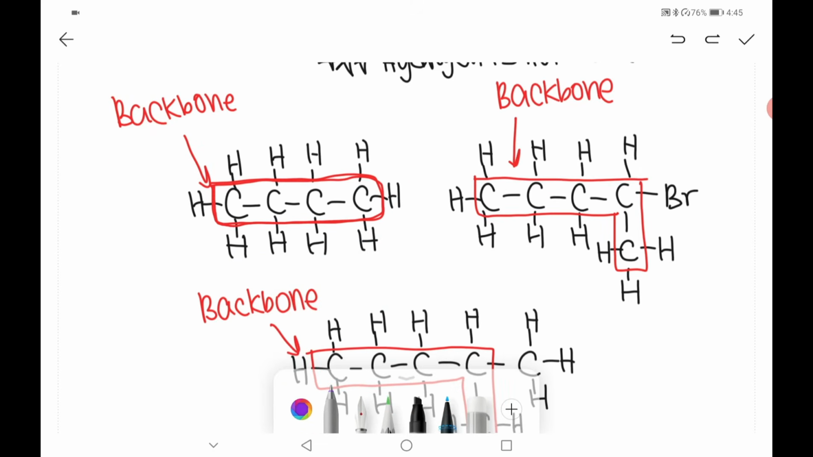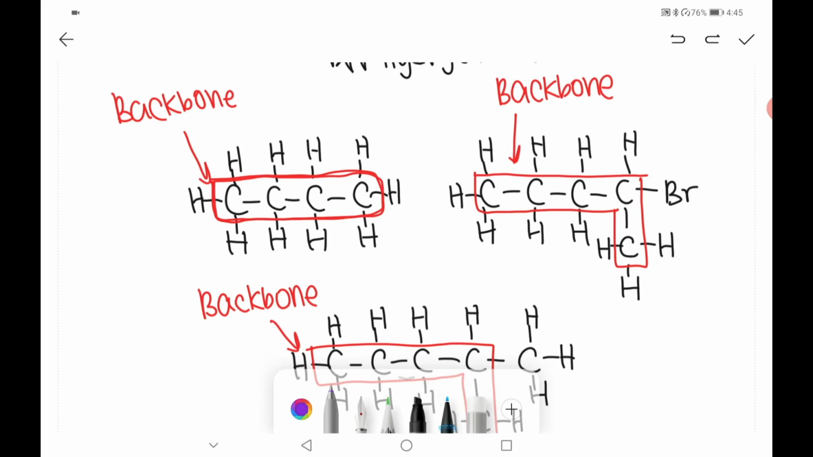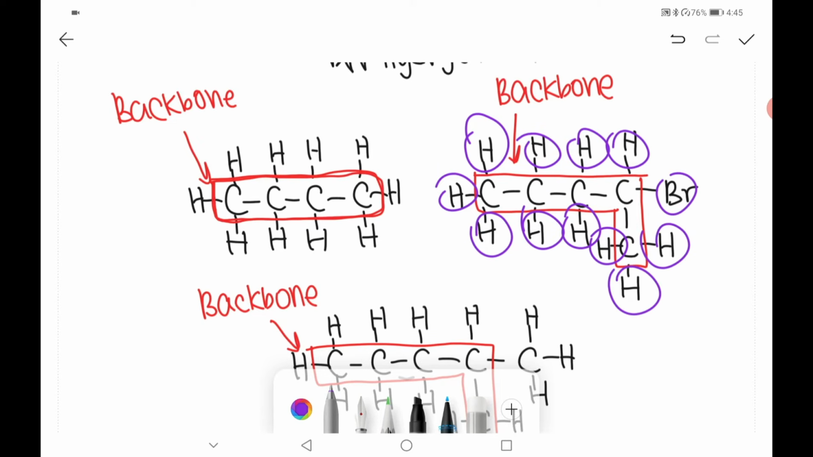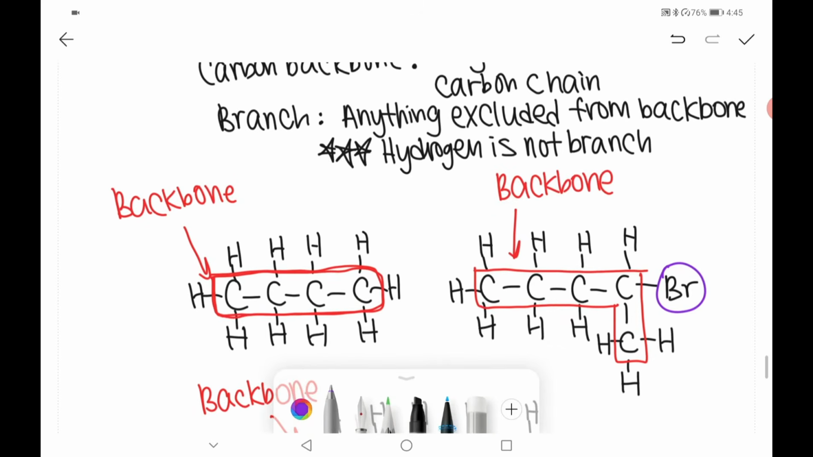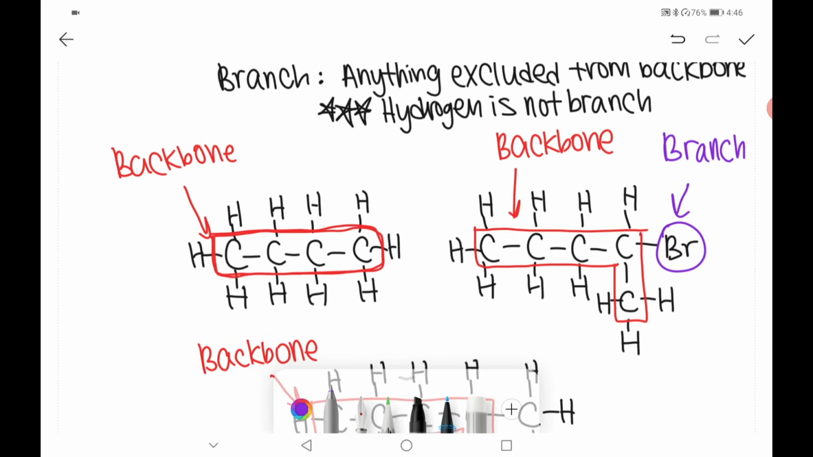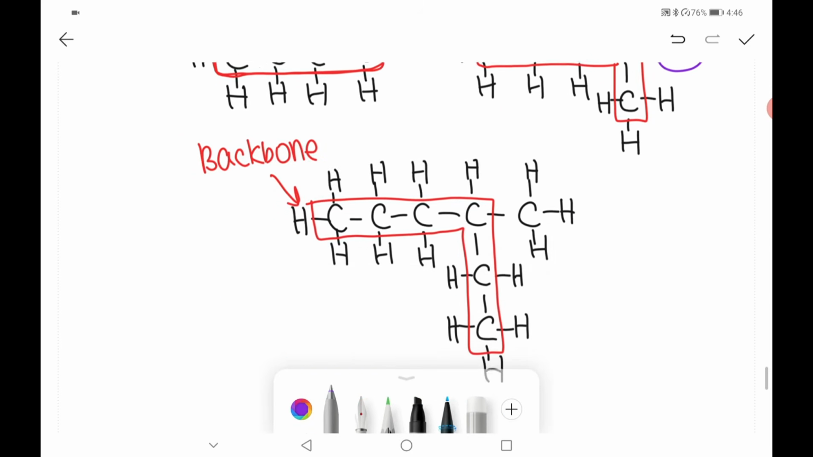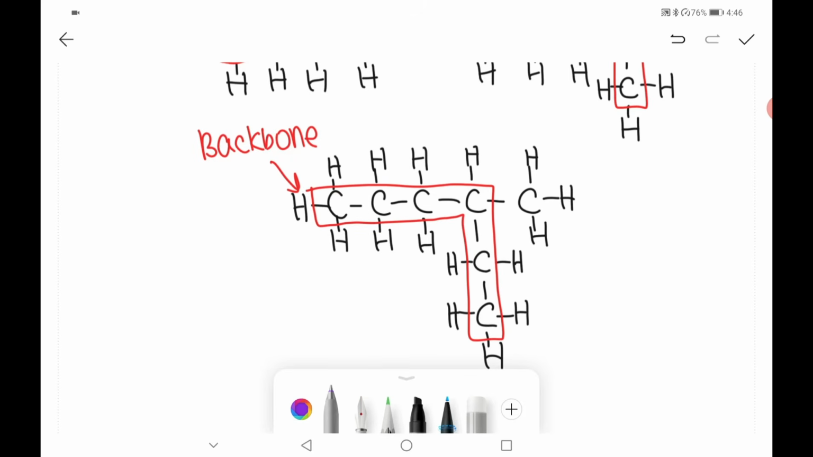What about the second diagram? Who is not in the backbone? All these are not in the backbone. Hydrogen is not a branch, so we don't bother with the hydrogen. But as you can see, there is a bromine. Bromine is not in the backbone, so bromine is a branch. Anything outside the backbone is considered a branch except hydrogen. Hydrogen is not counted as a branch.